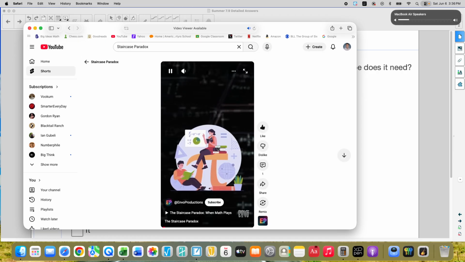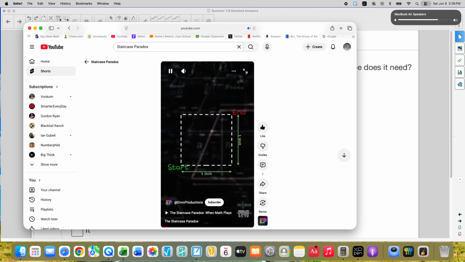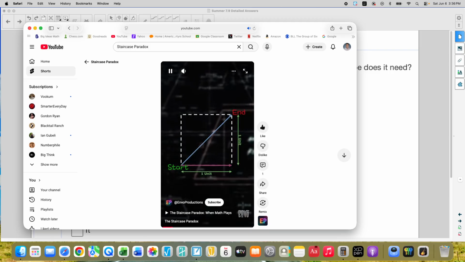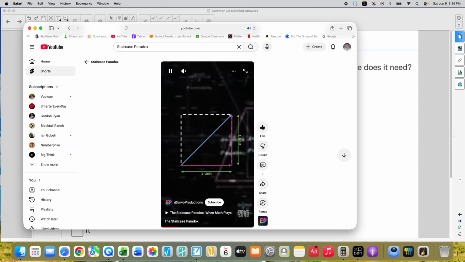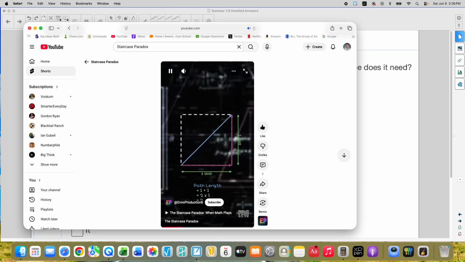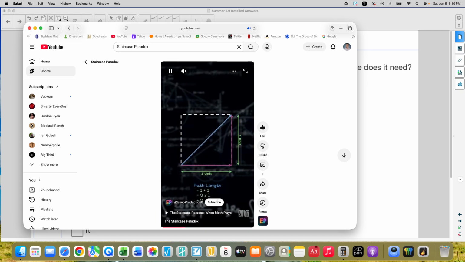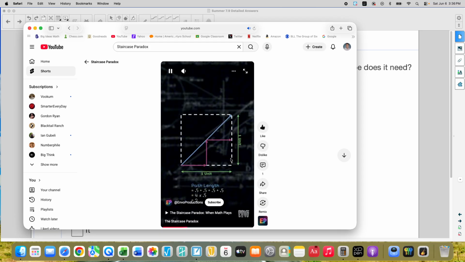Got a minute for a mind-bending math paradox? I got a minute. Imagine climbing a staircase from one corner of a square to the opposite. You're covering the exact horizontal distance, 1 unit, and the exact vertical distance, 1 unit. So your total path length is always 2 units, no matter how many steps you take.